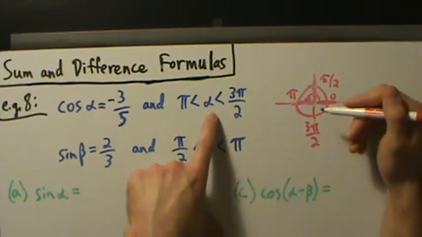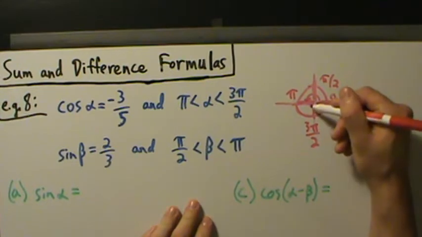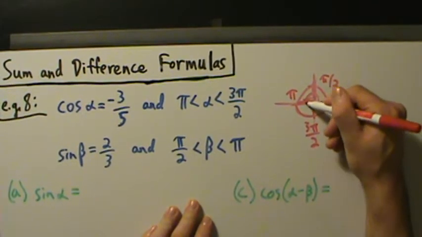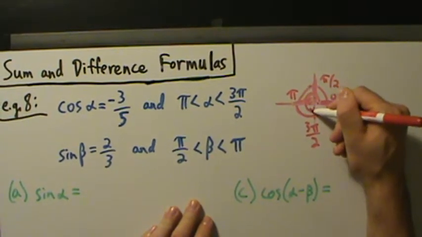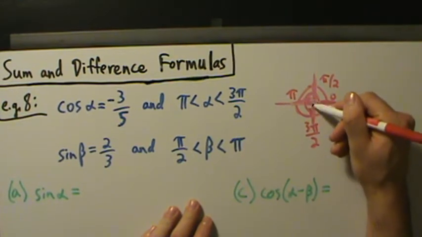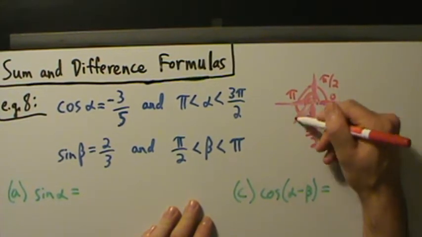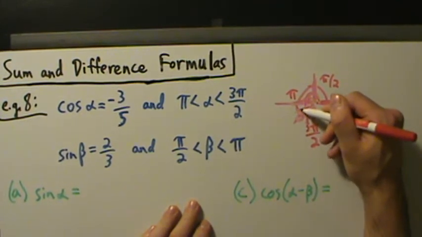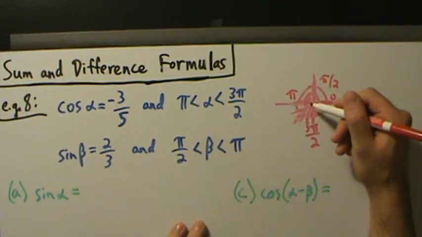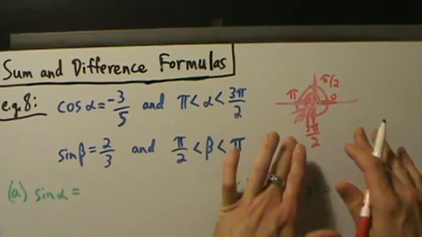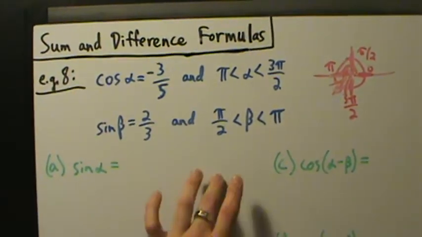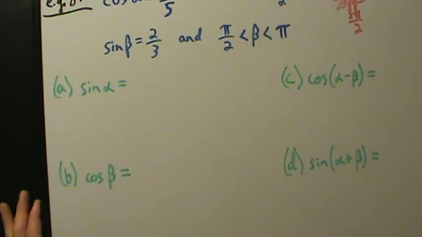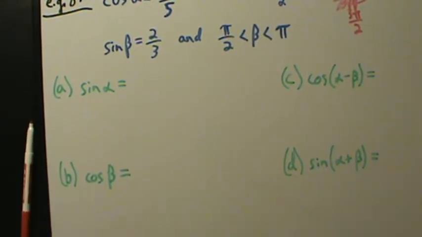Okay. So alpha is between pi and 3 pi over 2. So alpha is somewhere between pi radians right here and 3 pi over 2 radians right here. So in other words, alpha is somewhere down here in the third quadrant. Okay, so where is it in the third quadrant? Is it somewhere down here? Is it somewhere over here? It doesn't really matter. The point is alpha is in the third quadrant. That's really all we need to know. So that's going to help us set up our reference triangle. So let's go ahead and draw that.